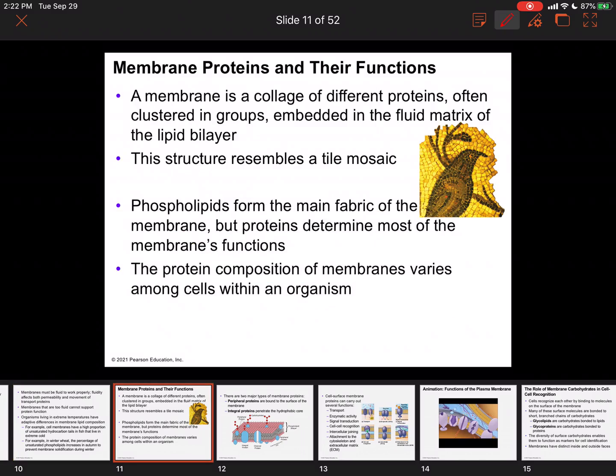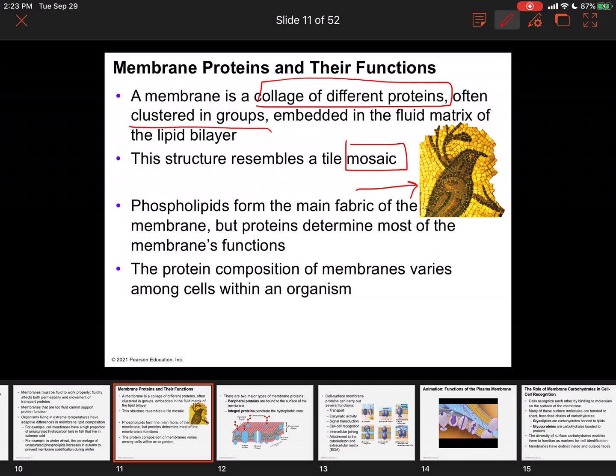It says a membrane is a collage of different proteins, and so we've been saying that it was a mosaic. This is an example here of a tile mosaic where they have used many different sizes and shapes and colors of tiles to produce this piece of artwork. Your cell membranes are kind of like that. They're a piece of artwork. They're made up of many different types of proteins, many different lipids, many different carbohydrates, clustered in groups, it says, embedded in the fluid matrix.